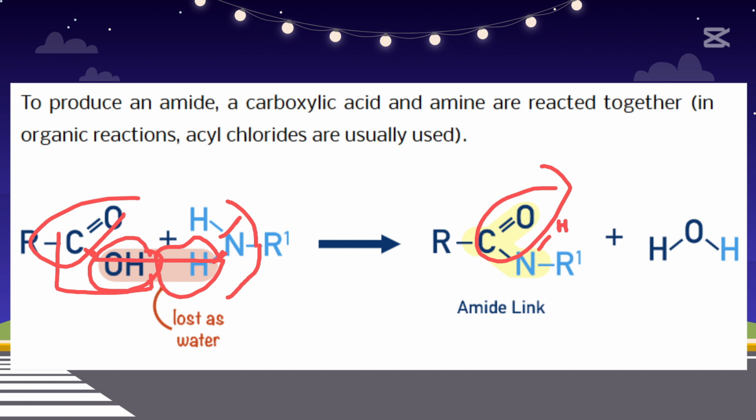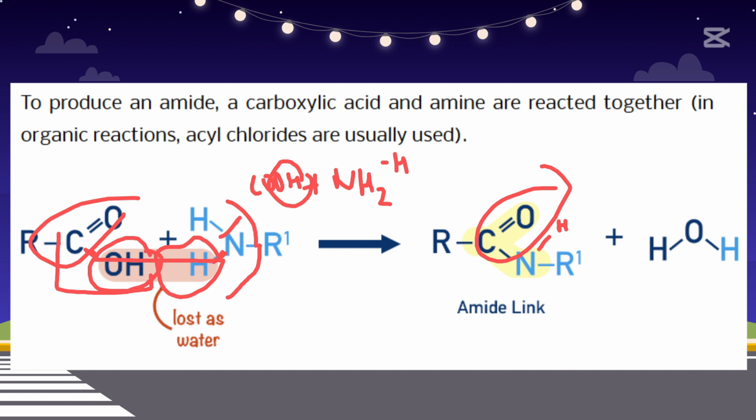Note that this is our amide link. We form the amide link between a carboxylic acid and an amine. So it's the NH2 plus our COOH. We take off the OH from the carboxylic acid, that's the reactive part, and we take off one of the hydrogens from the amine. That's how we make our amide.